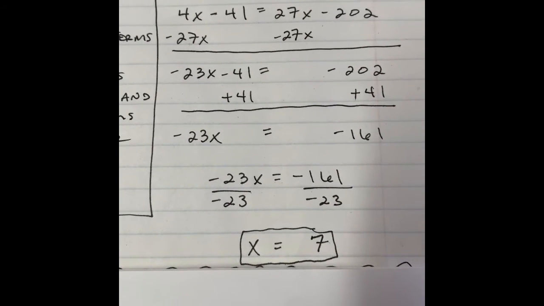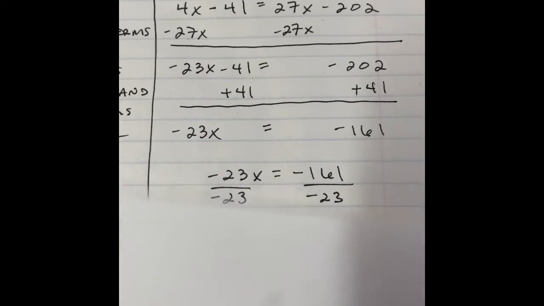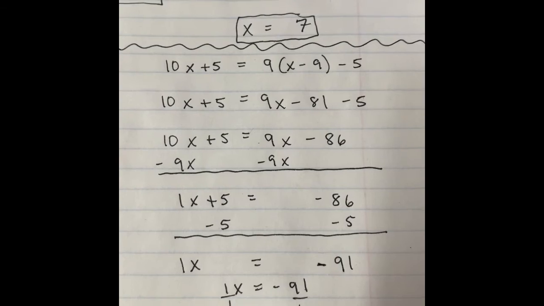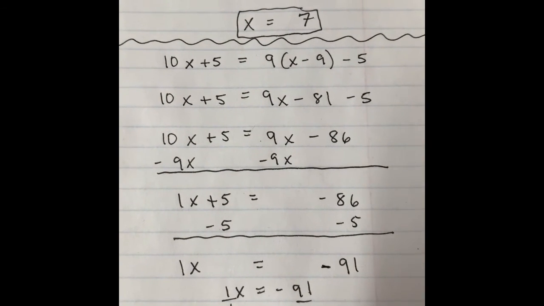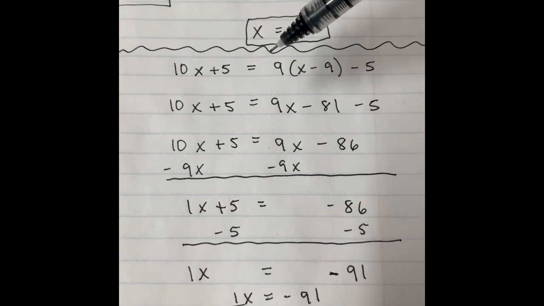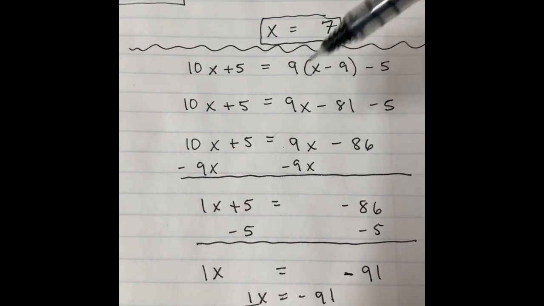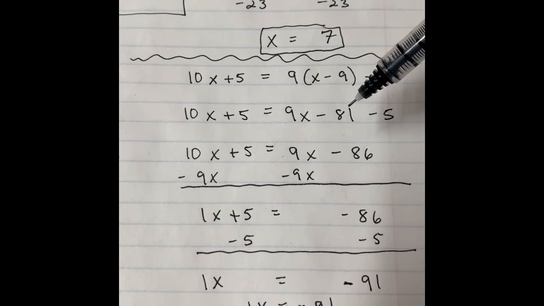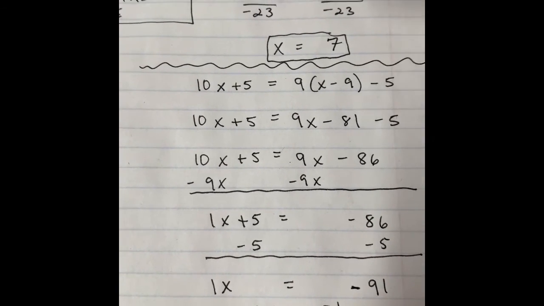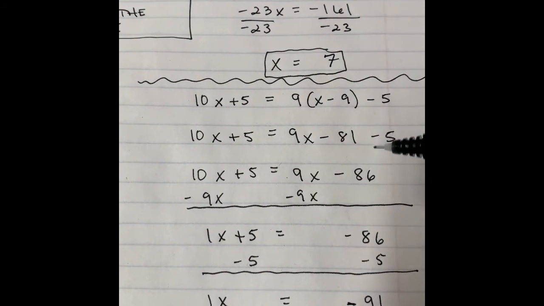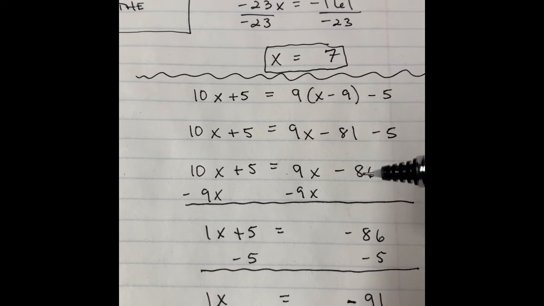Now, what happens if you have distribution on the right-hand side? It's exactly the same. This one I won't go over the whole thing because you'll have it in front of you. You can pause it if you want to. Distribution's on the right this time. So I've got 9 times x is 9x, and 9 times negative 9 is negative 81. Everything else ends up being the same as what you did on the problem above, right? We have like terms, negative 81 and negative 5 becomes negative 86.